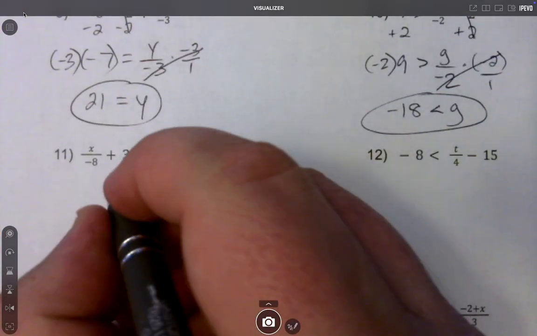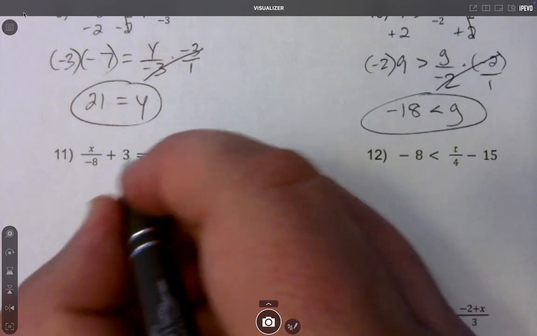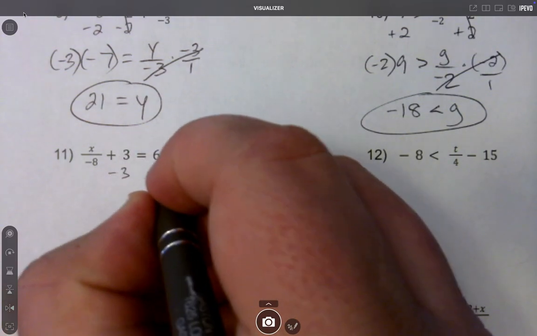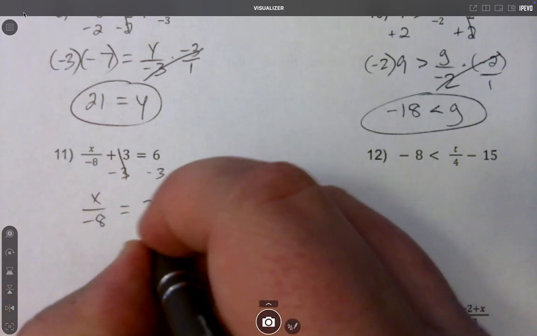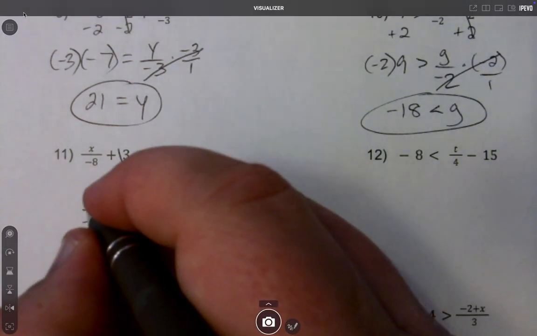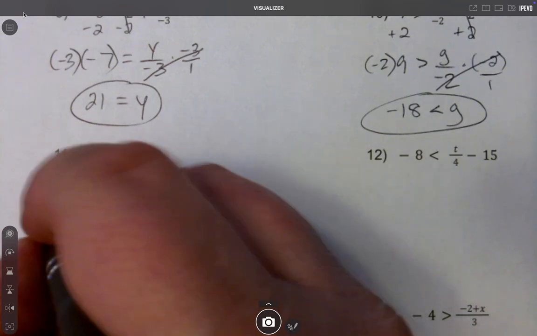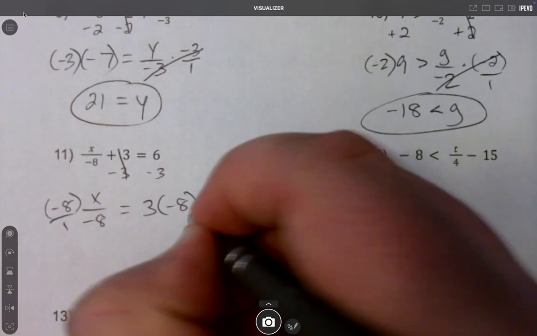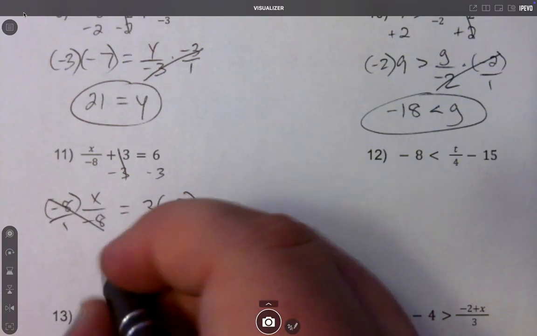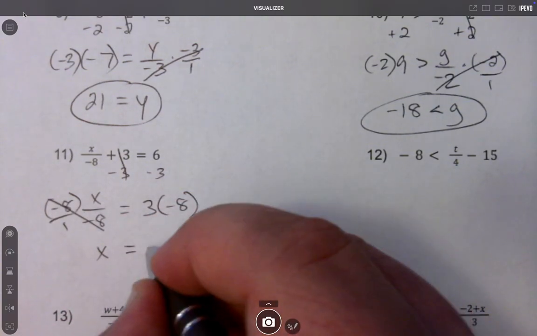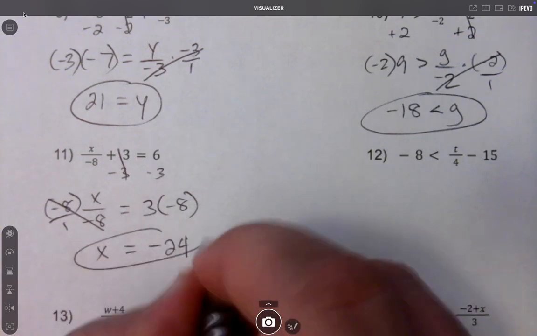Number 11. We start with a constant, the number that's not attached to the variable, so we subtract 3 from both sides. We get x over negative 8 equals 3. x is being divided by negative 8, so we multiply both sides by negative 8. Negative 8 divided by negative 8 is 1, so we have 1x is equal to negative 24.